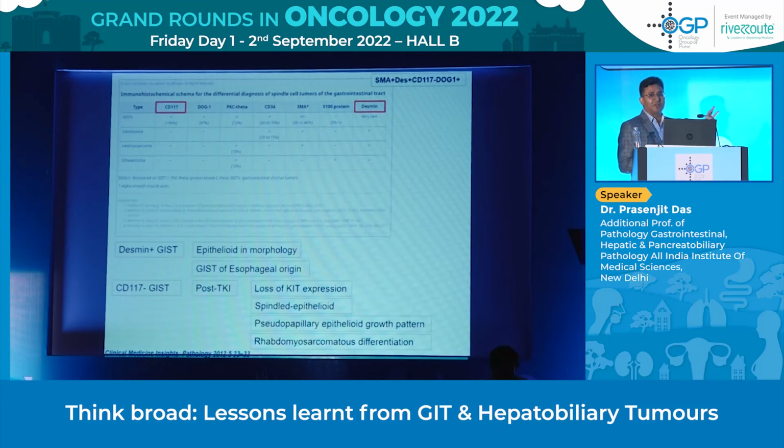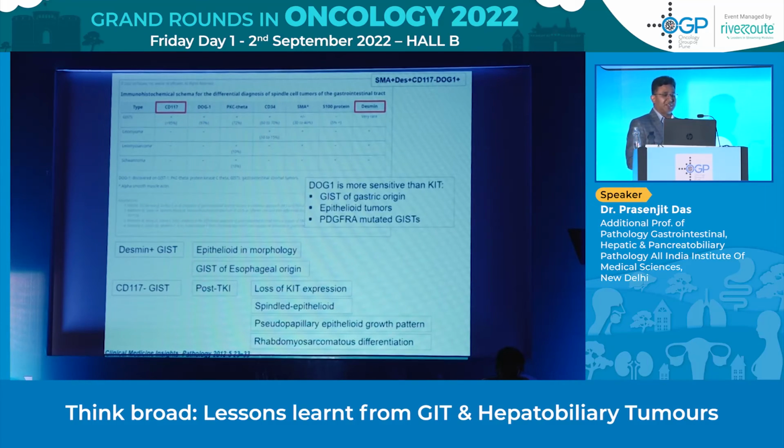There was only a history of operated uterine tumor. That can also make your tumor differentiate from spindle to epithelioid morphology. There can be other rhabdosarcomatous differentiation, and they often show loss of KIT expression. DOG1, we know, is more sensitive than KIT, especially in some scenarios like GIST of gastric origin.